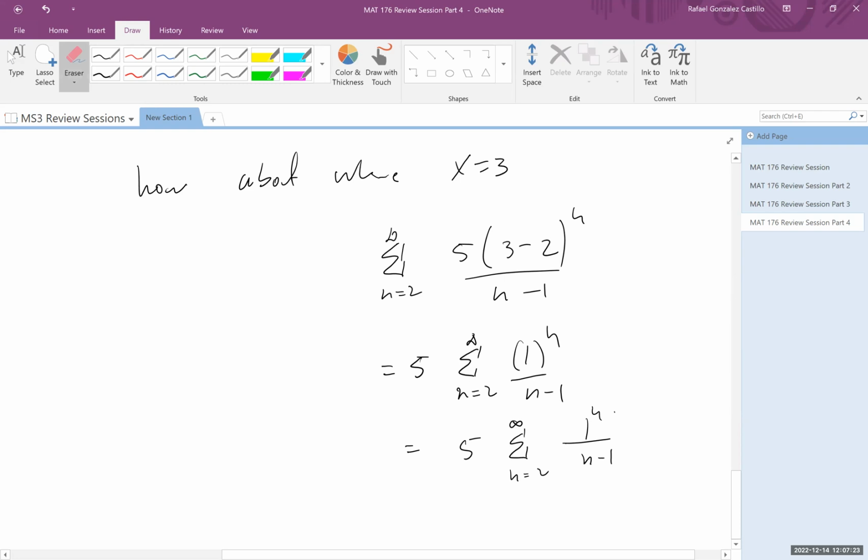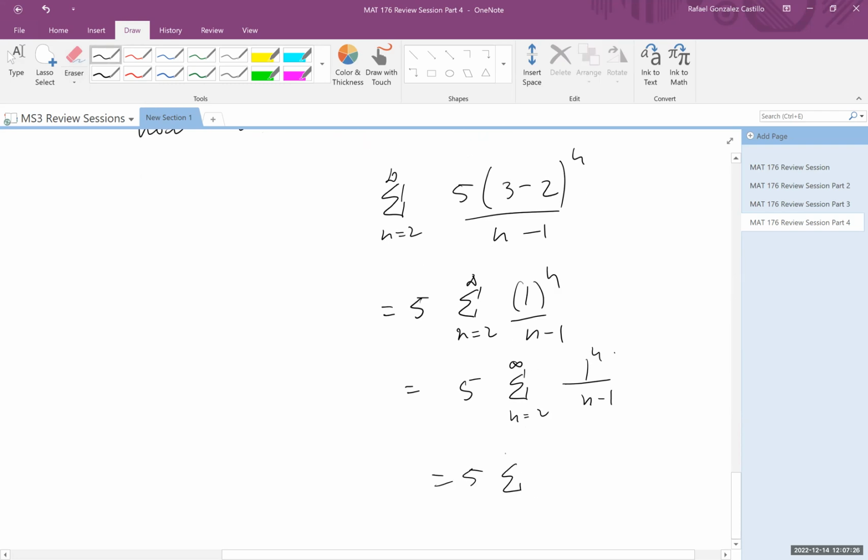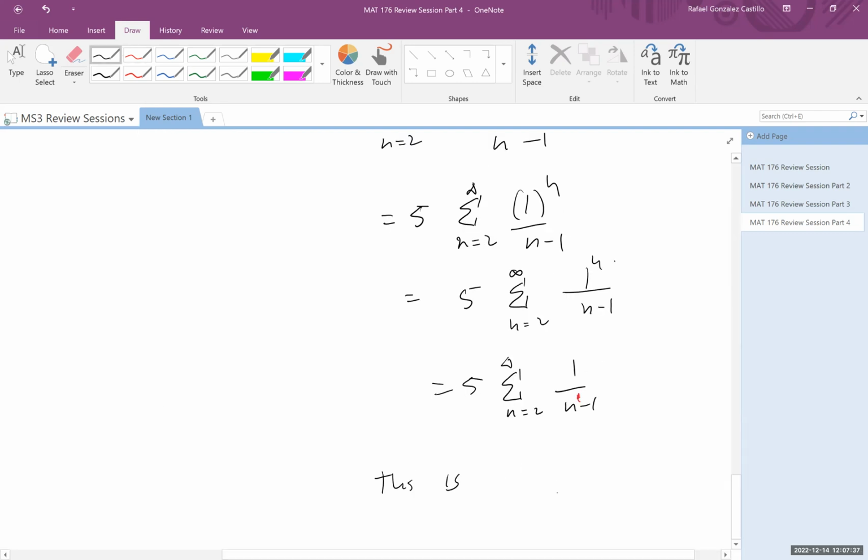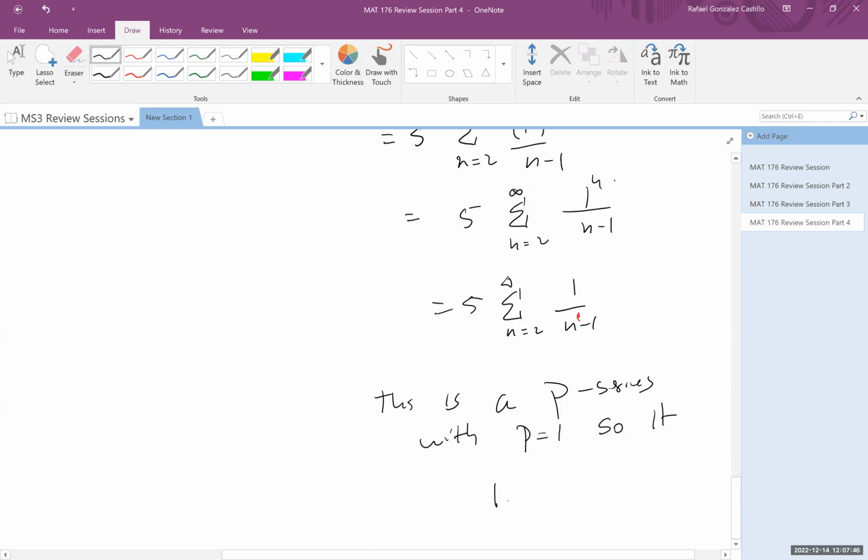times the series n equals 2 to infinity of 1 over n minus 1. But you could say that this is a p series with p equal to 1, which diverges. Or you could use the limit comparison test or direct comparison test even, and compare with the series 1 over n, which we know diverges as a harmonic series. And you also get that divergence there.